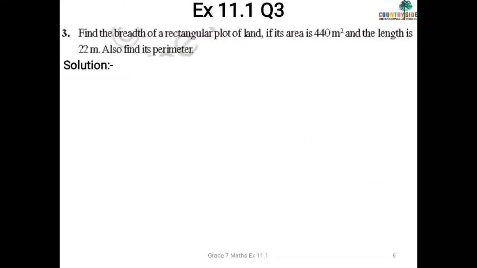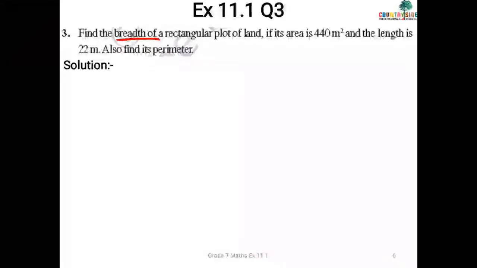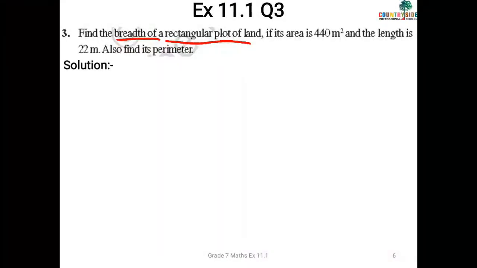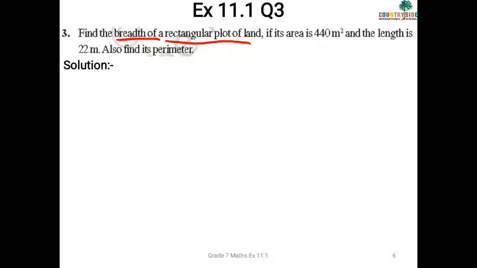Now let's solve question number 3. So read the question very properly. Find the breadth of a rectangular plot of land if its area is 440 meter square and the length is 22 meter. Also find the perimeter. Chalo, that's a very interesting question, and I hope you can easily solve it.